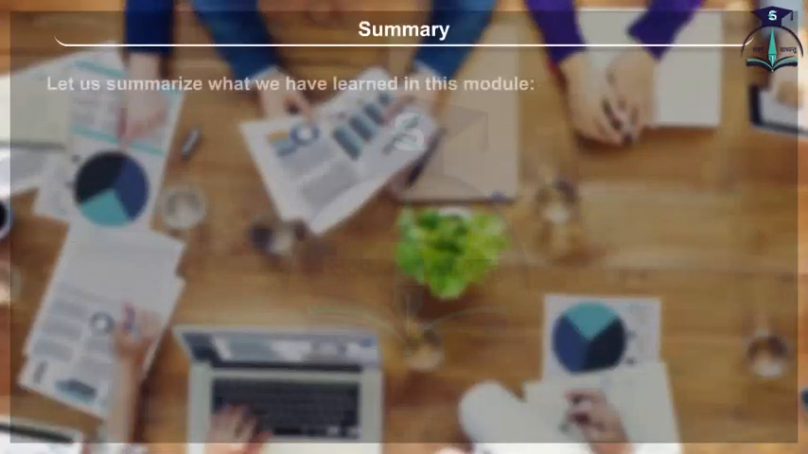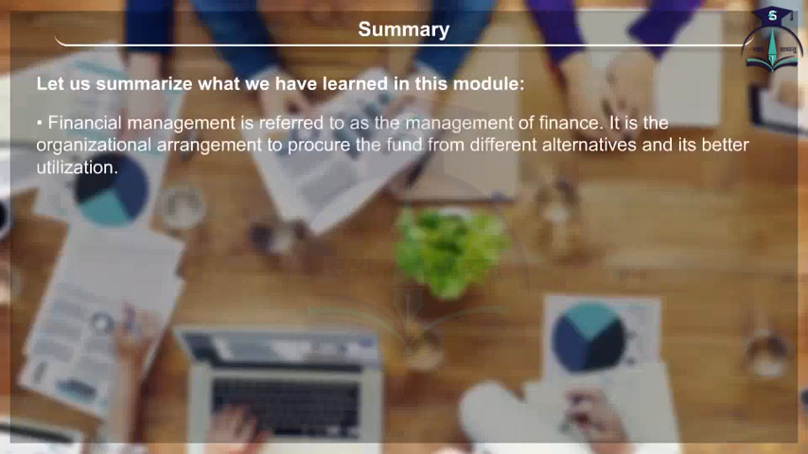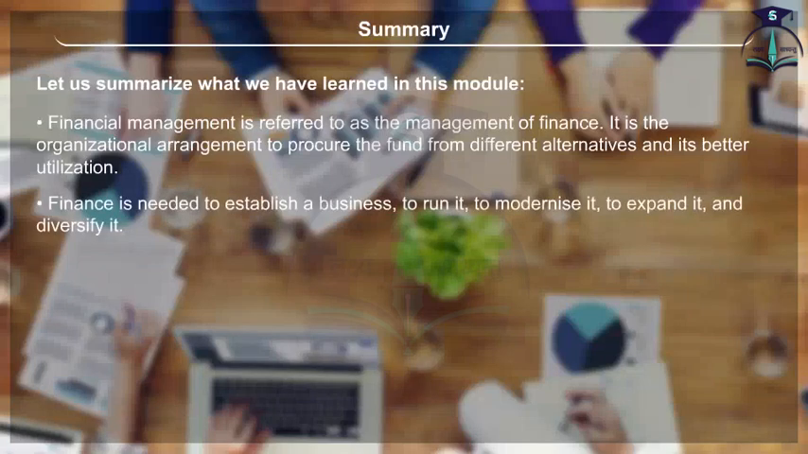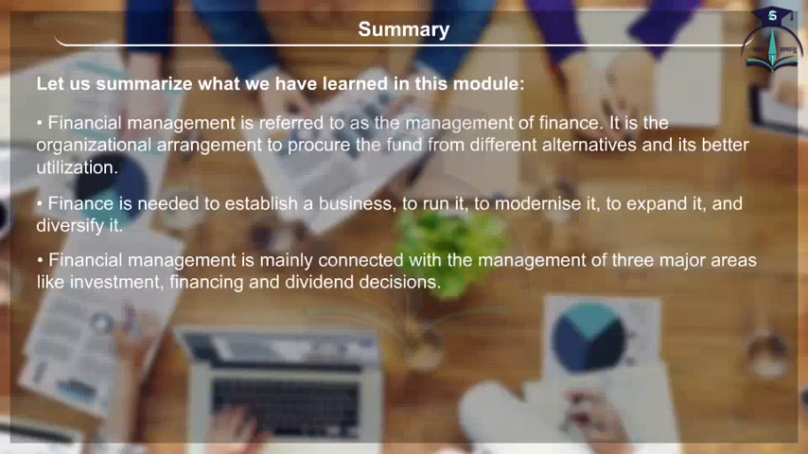Summary. Let us summarize what we have learned in this module. Financial management is referred to as the management of finance. It is the organizational arrangement to procure the fund from different alternatives and its better utilization. Finance is needed to establish a business, to run it, modernize it, to expand it, and diversify it. Financial management is mainly connected with the management of three major areas: investment, financing, and dividend decisions.